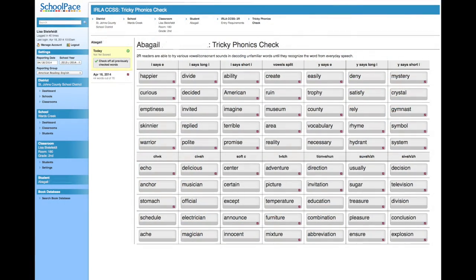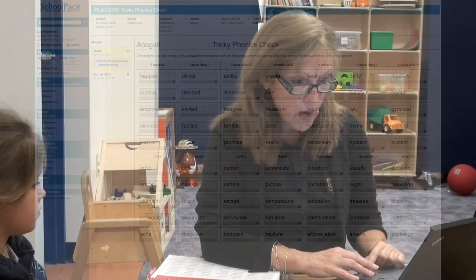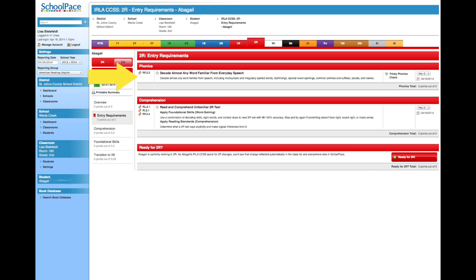Okay, so Abigail, the entry requirement on this entry level is 20 words, and she read 44 words out of 70. So she can enter 2R on the tricky word phonics list. So in 2R, Abigail, you're done. For Abigail, on 2R, the entry requirements are being able to decode the tricky phonics list, and she did read enough words. It's a 20 word entry level, and she read enough words to enter that. So I'm going to click yes on IRLA that she entered that.